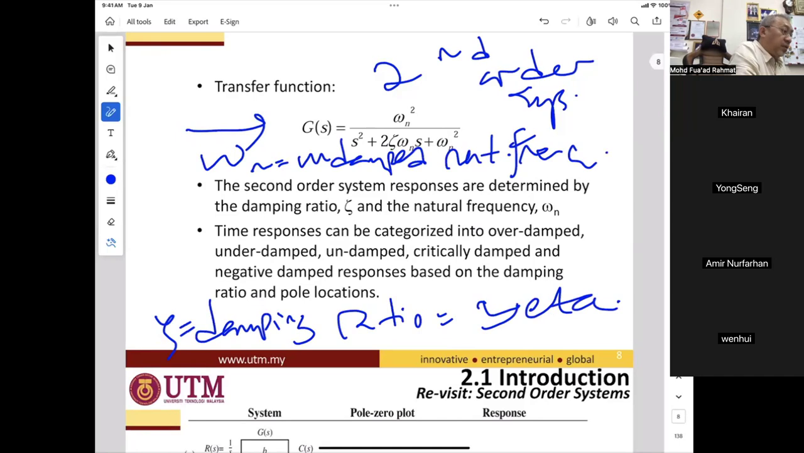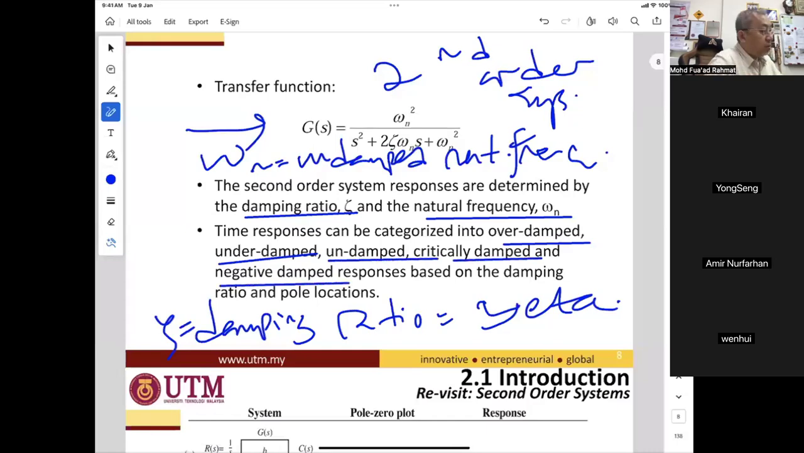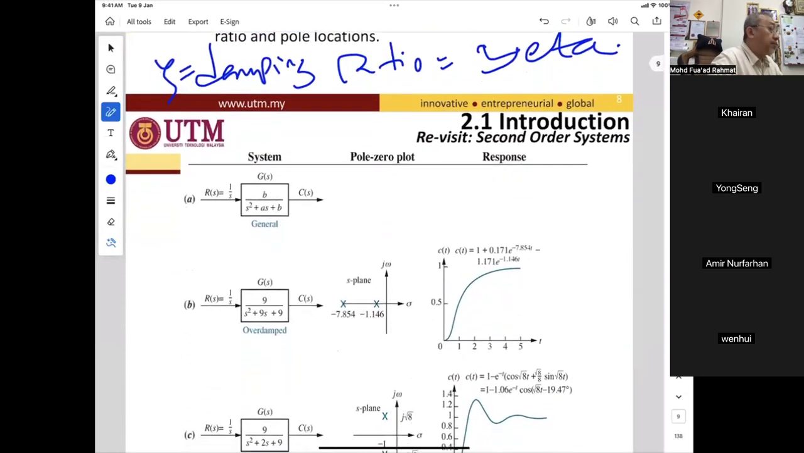So the second order system response is determined by the damping ratio value and the natural frequency value. It can be categorized as overdamped, underdamped, undamped, critically damped, and negative damped, based on the damping ratio and pole location.